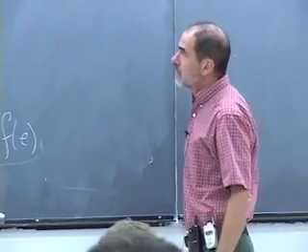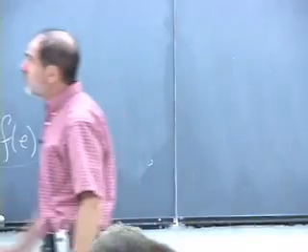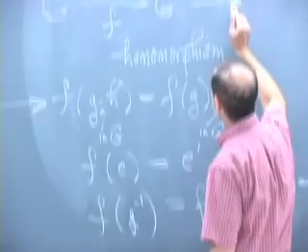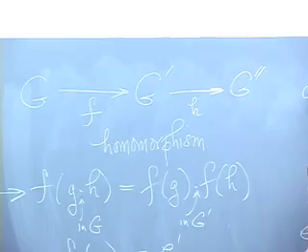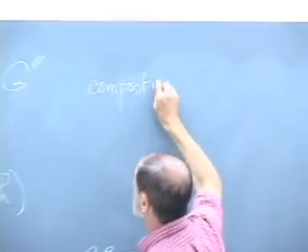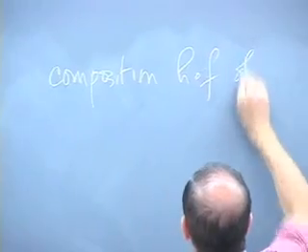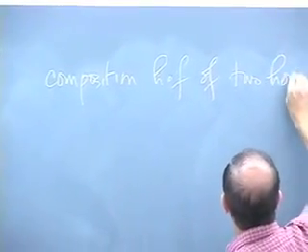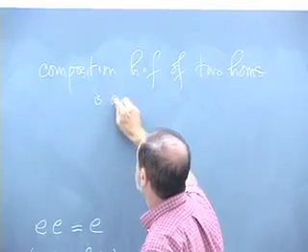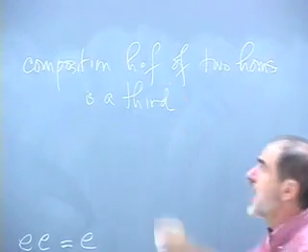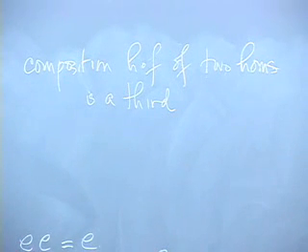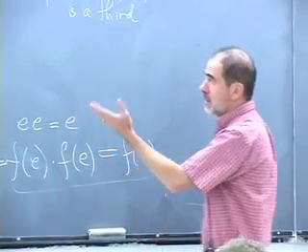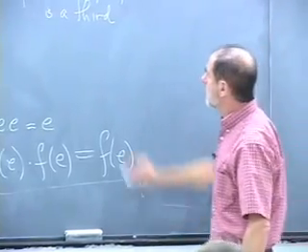Now, some important things about homomorphisms is that if we have another homomorphism h to G double prime, then the composition h of f of two homomorphisms is a third. And we're going to see that a lot today, that when we compose two, because if you have this property for f and you have this property for h, you'll see that you have this property for the composition of two.